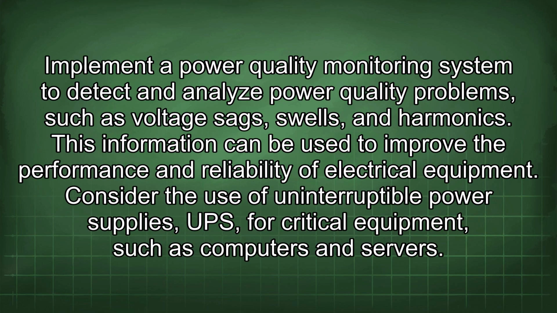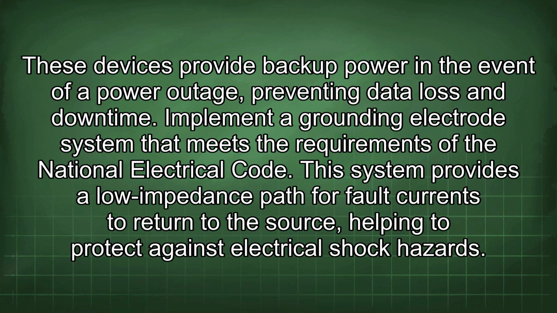Implement a power quality monitoring system to detect and analyze power quality problems such as voltage sags, swells, and harmonics. This information can be used to improve the performance and reliability of electrical equipment. Consider the use of uninterruptible power supplies (UPS) for critical equipment such as computers and servers. These devices provide backup power in the event of a power outage, preventing data loss and downtime.